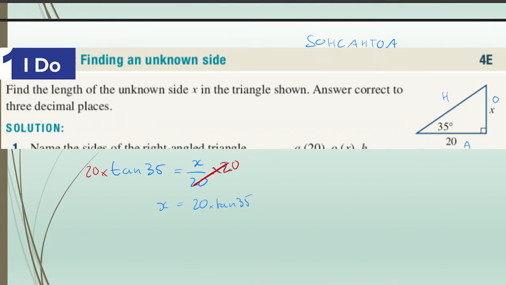on the left. Now step 4, use the calculator to find x. This, exactly as it's written, goes right into your calculator. And your calculator will come back with 14.0041... and we're asked to answer to 3 decimal places. So that's 14.004.